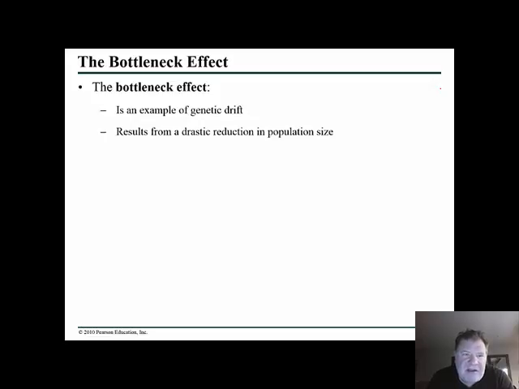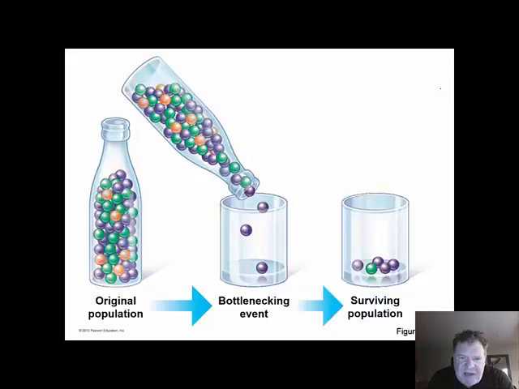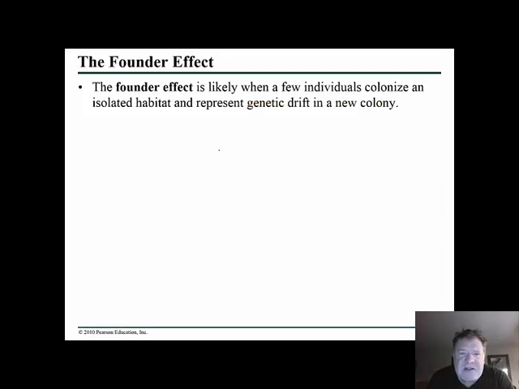In a bottleneck effect, this is an example of genetic drift as well. We have a drastic reduction in population size. So in a bottleneck effect, what happens is that through chance, we have a smaller population coming from a larger population. Not all the alleles in the gene pool are going to survive that. I'm calling it a selection, but it's basically just a chance choosing that's occurring. And again, this occurs in populations like the cheetah, etc.